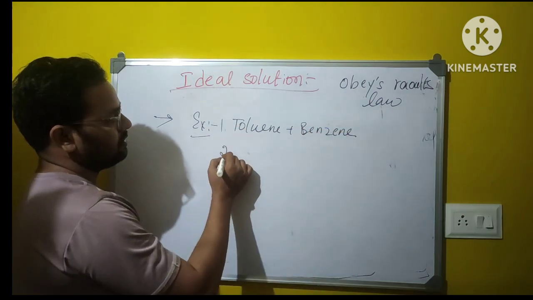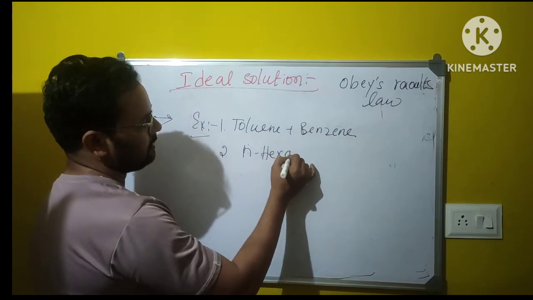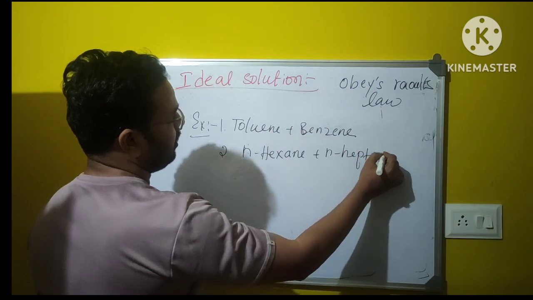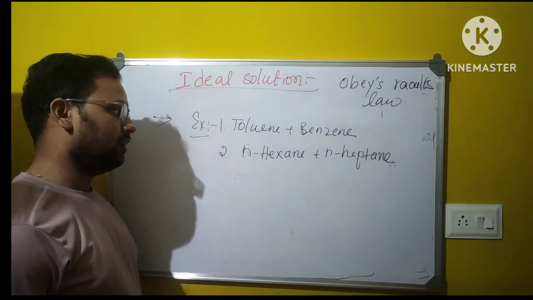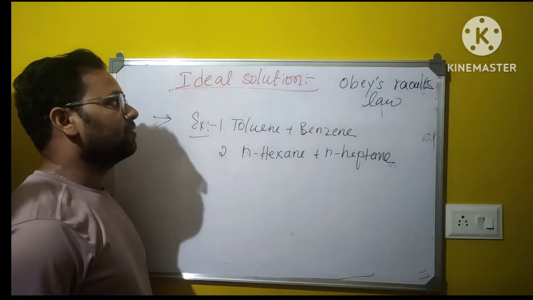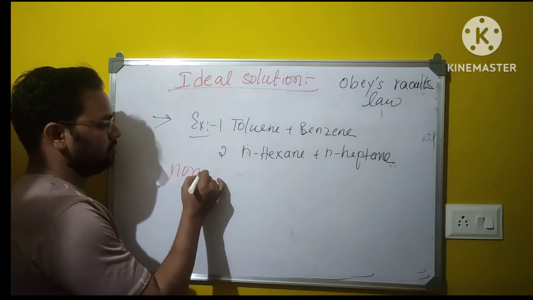And another one is n-hexane and n-heptane. Benzene and toluene is one mixture, n-hexane and n-heptane is another mixture. These are examples for ideal solutions. Next, another one is non-ideal solution.